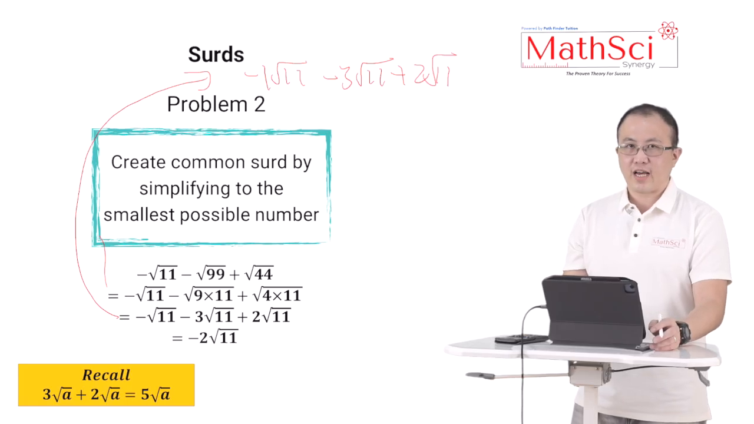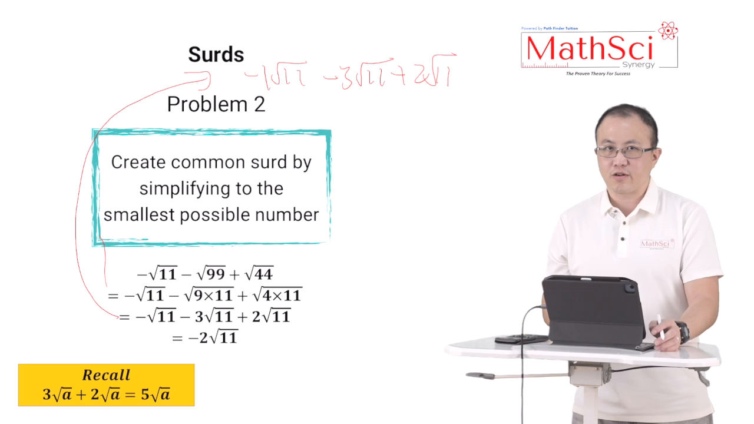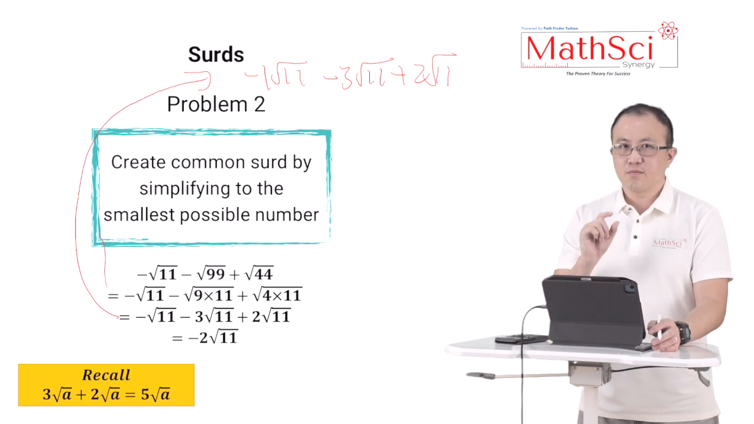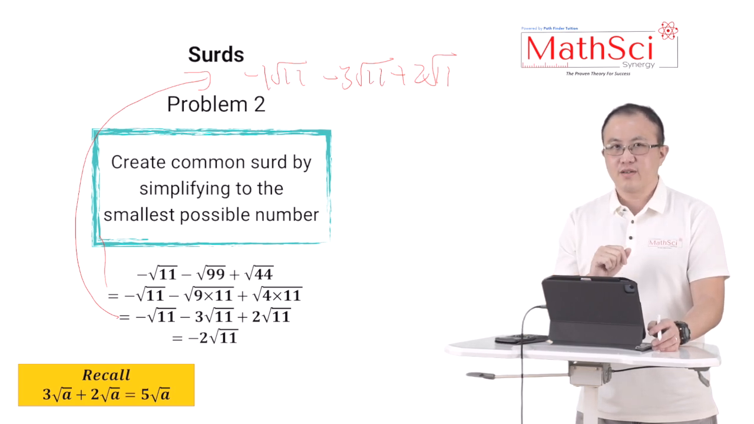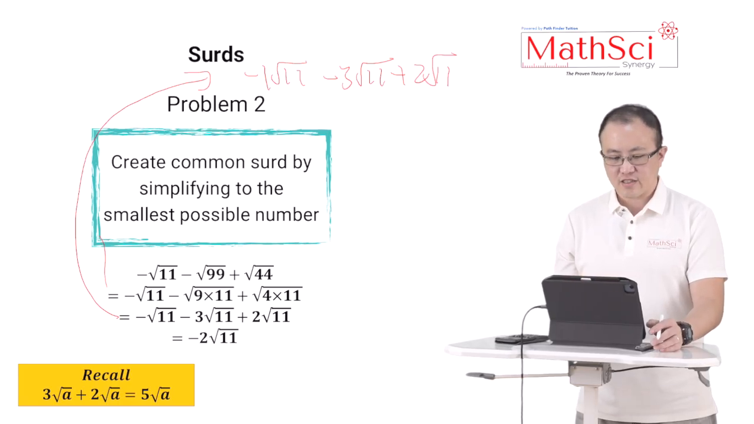Okay, so this is the fact that I'm using here. 3 square root a plus 2 square root a will be 5 square root a. Right, you can do that provided the square root is the same. It's a bit like 3x plus 2x is 5x. So the idea is actually the same.